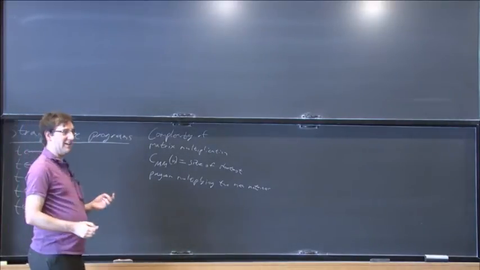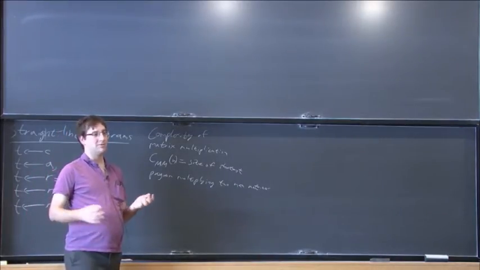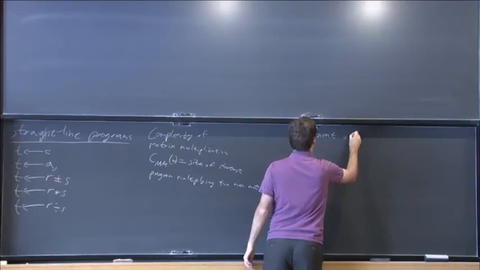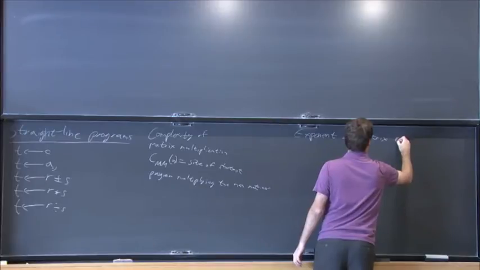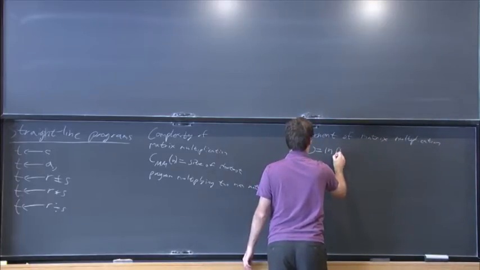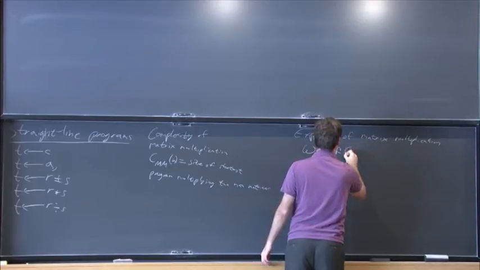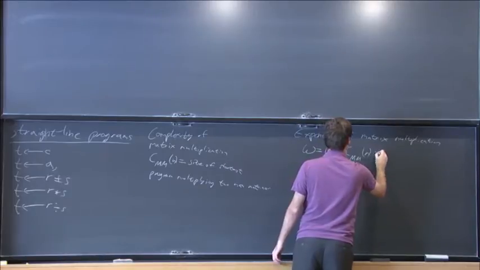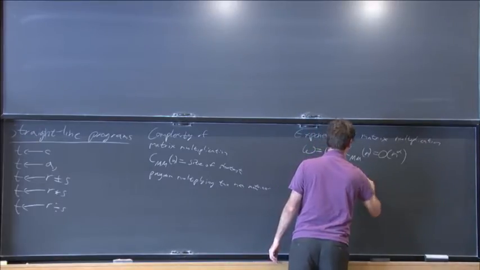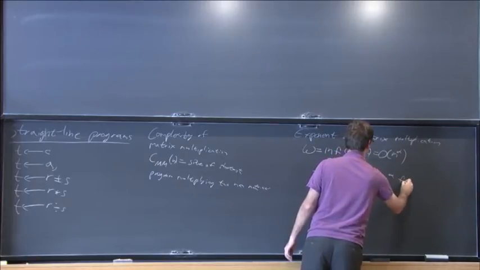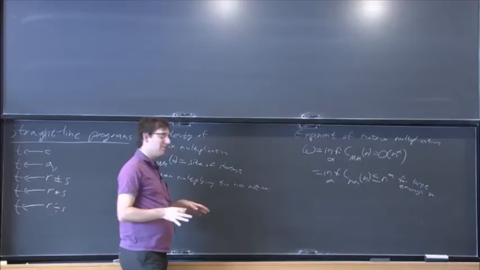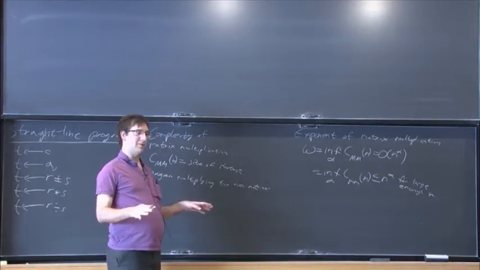Okay, so now we're going to define the exponent of matrix multiplication. It's motivated by Strassen's algorithm, but I'll define it first anyhow. So omega is the infimum of all alpha such that CMM of n is order n to the alpha. So it's the infimum of all alpha such that we can multiply two n by n matrices with order n to the alpha operations.